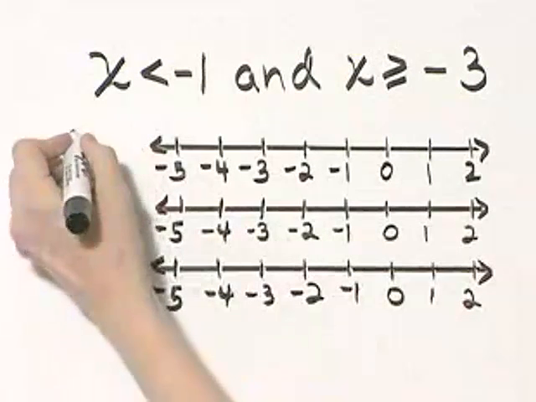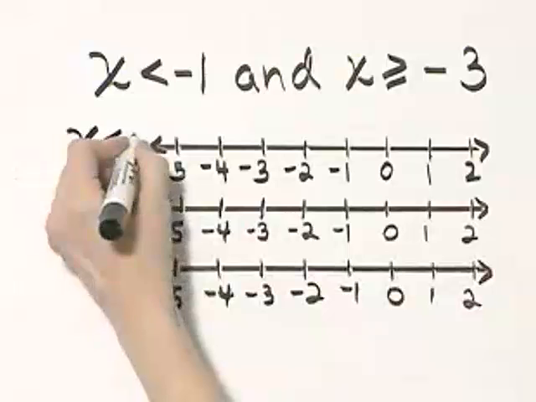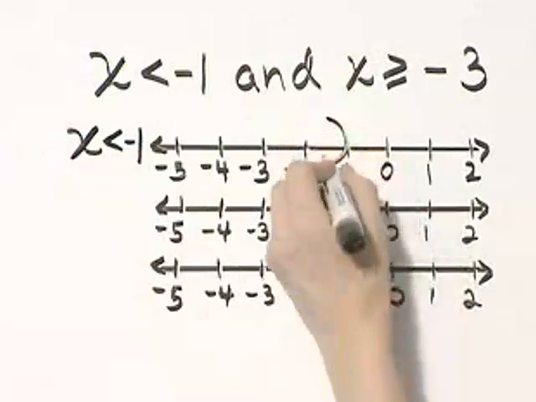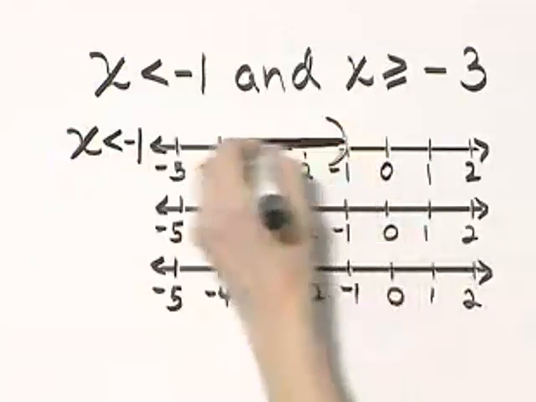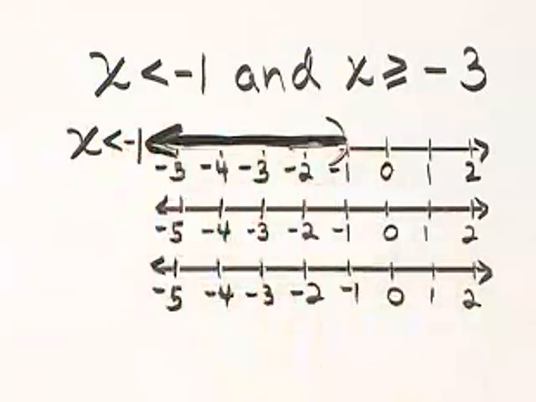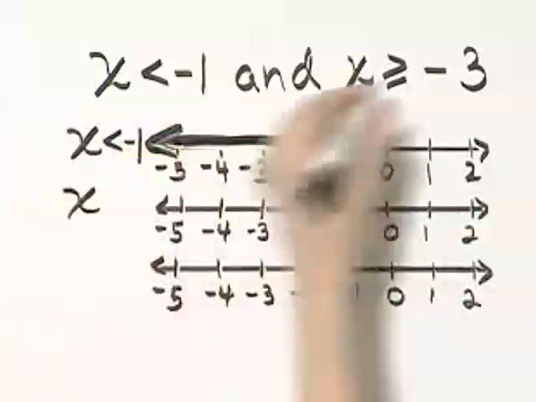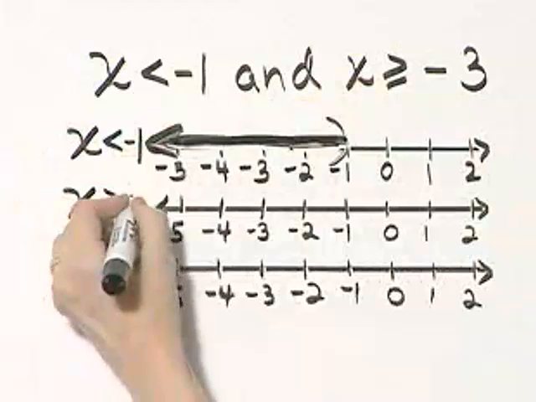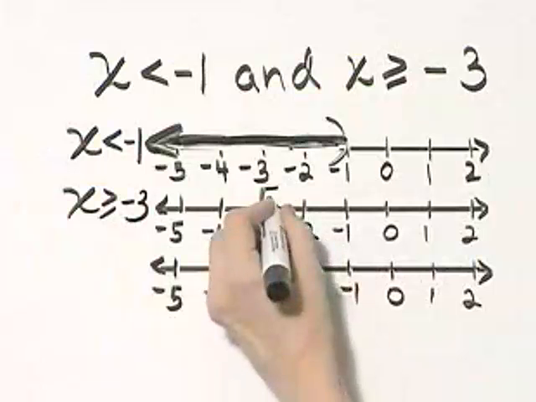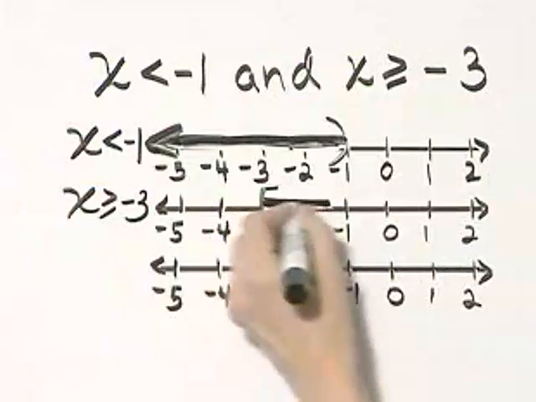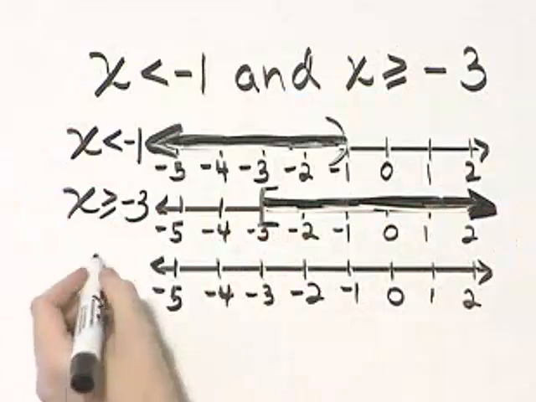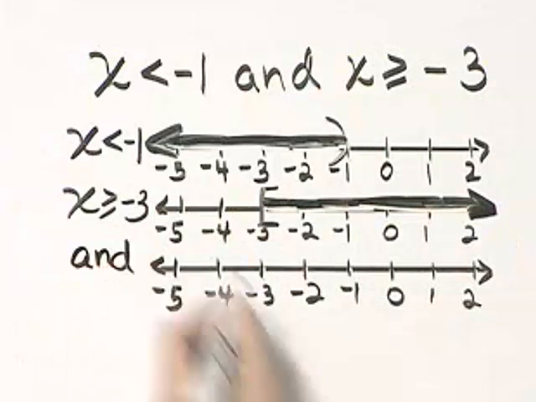So on my first number line, I'll just shade all numbers less than negative 1. So I'll put a parenthesis at negative 1, and I'll shade numbers to their left, and that would be in this direction. On the second number line, I'll shade all numbers greater than or equal to negative 3. So go to negative 3, place a bracket at negative 3, and shade to the right because we're shading greater than negative 3.